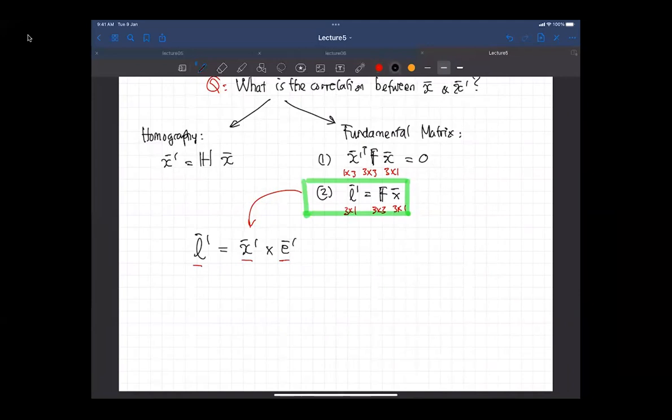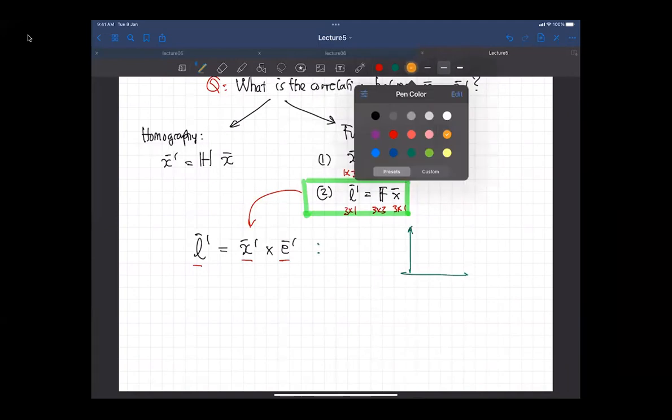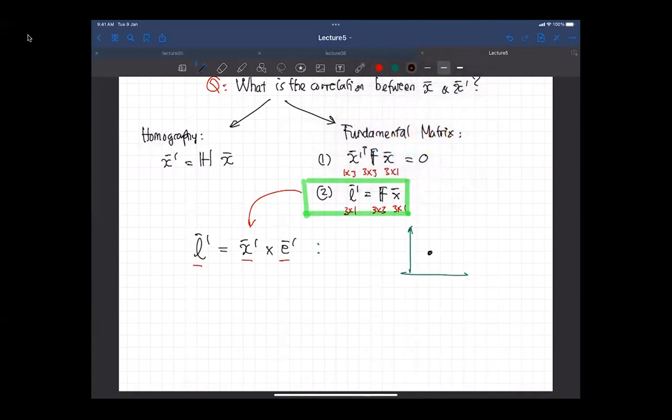Why is this correct? Let's have an example here. Imagine that you have two dimensions to make it easy, and you have 2 points. One point is 1, 1, 1, for example, in the homogeneous coordinate system. This is 1 and 1. The other point is 2 and 2. So you cross product this 1, 1, 1 with 2, 2, 1. So you do the cross product.